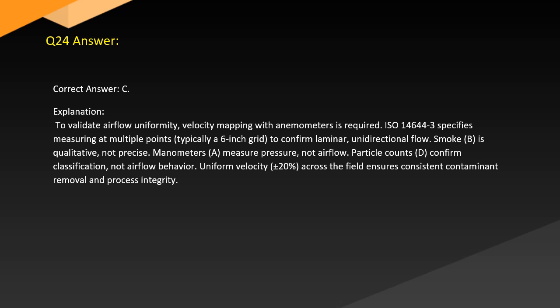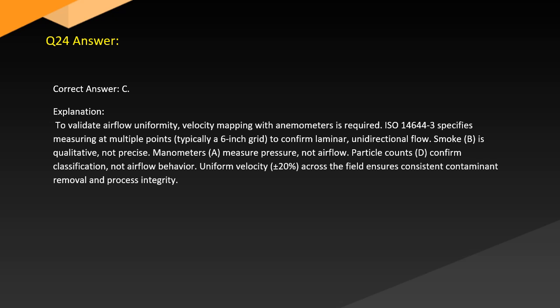Answer. Correct answer: C. Explanation. To validate airflow uniformity, velocity mapping with anemometers is required. ISO 14644-3 specifies measuring at multiple points, typically a 6-inch grid, to confirm laminar unidirectional flow.